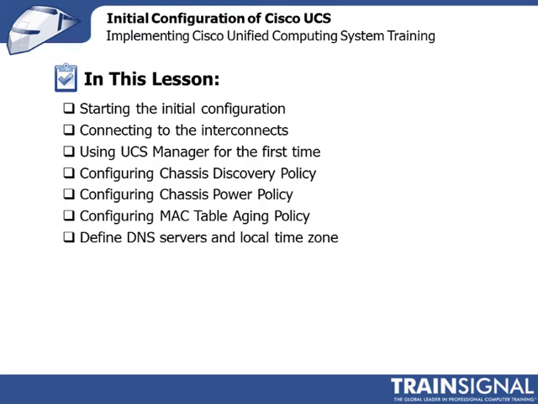This is basically a kind of a rehash at the end of the last lesson where we talk about your site survey, IP addresses, DNS names, making sure you have all that ready to go. Then connecting to the interconnect. So we'll use a console connection, bring the interconnects up, configure one, and then configure the other, and make sure they're clustered together. After that, we'll fire up UCS and use UCS Manager for the first time, and we'll do that to make some basic configuration settings.